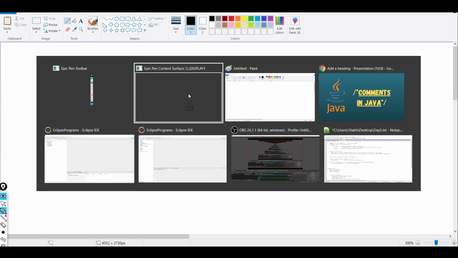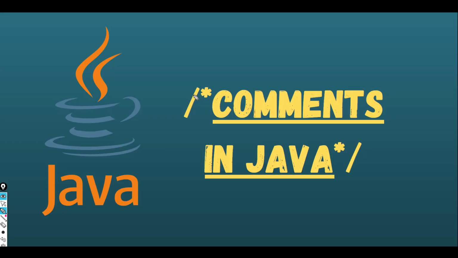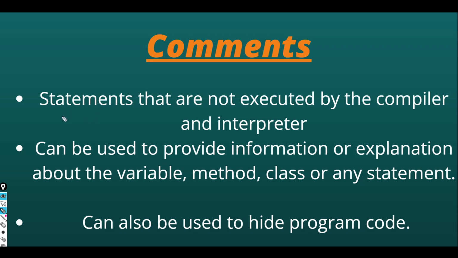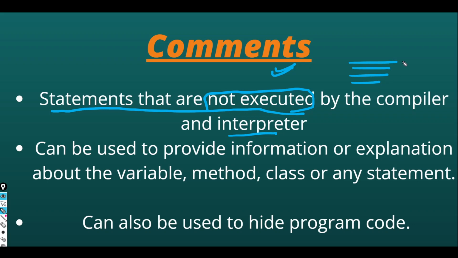So now we'll see what are comments. Over here I say that comments are statements that are not executed by the compiler and interpreter. So what do I mean by not executed? Comments are something that we write just to describe a program. For example, I write some line, but I don't want the compiler to look into this portion, so the compiler should ignore this. So the compiler and interpreter ignore the line that is described as a comment.